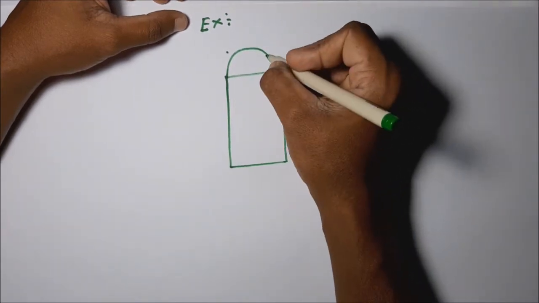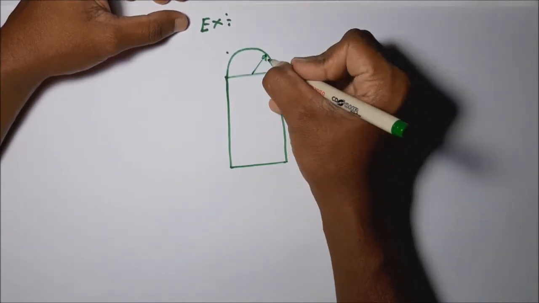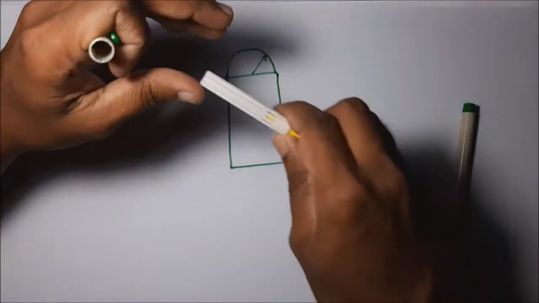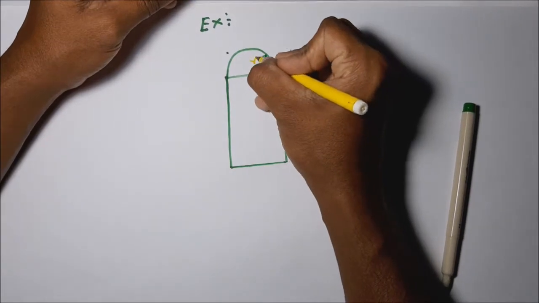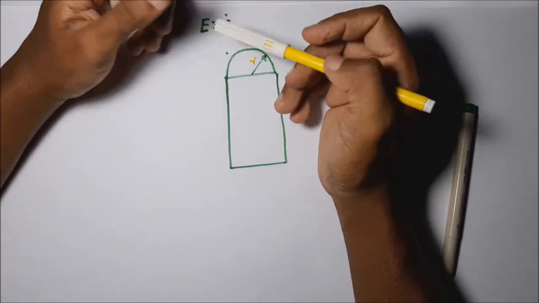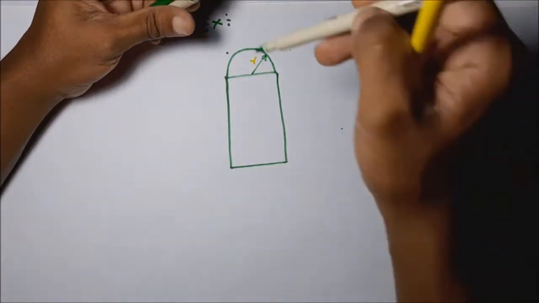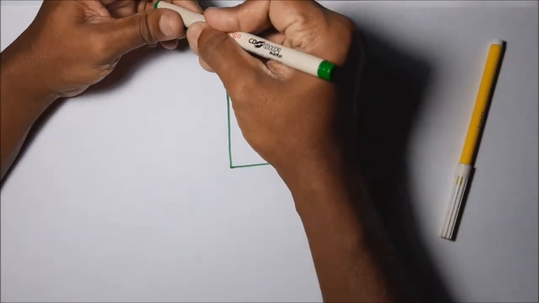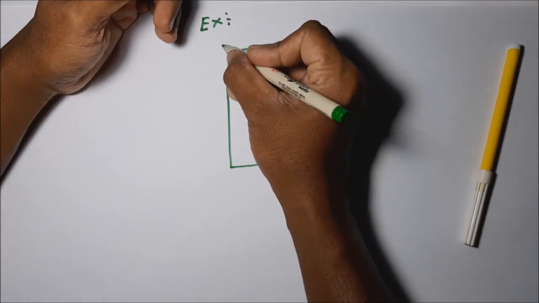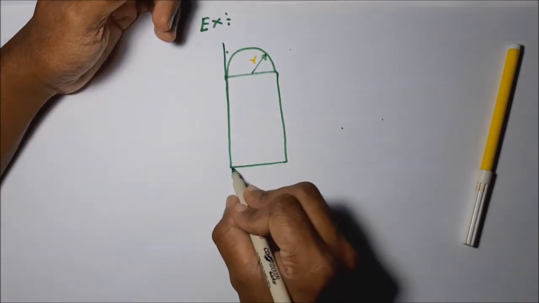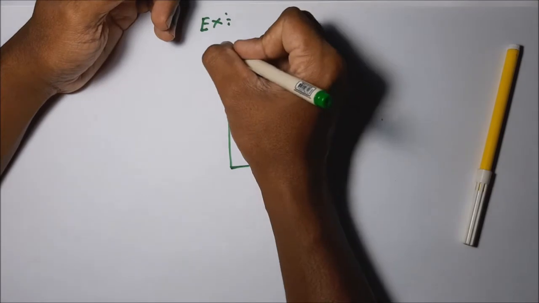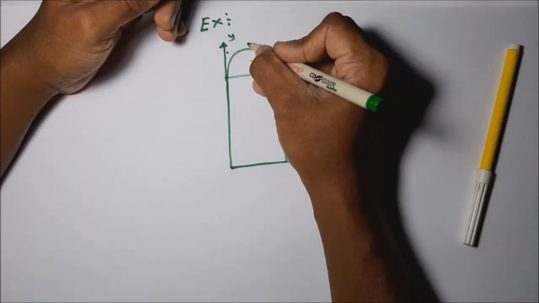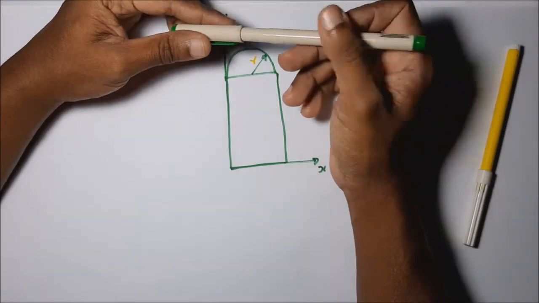This is the semicircle. The radius is r. Then how to calculate the centroidal point? Let's define the axis also: Y-axis, x-axis. Okay, so no problem.